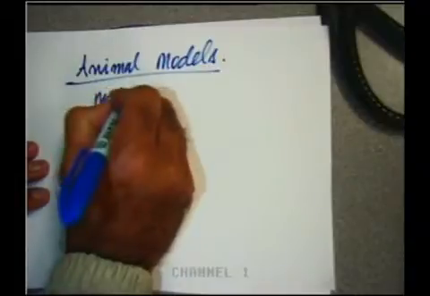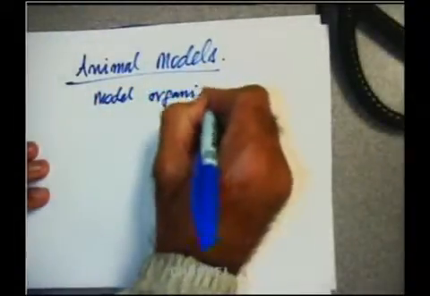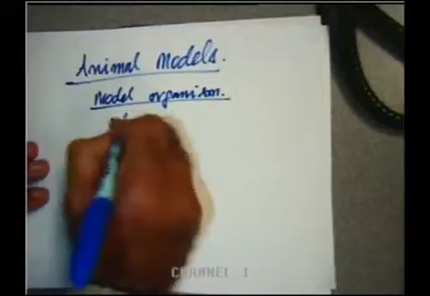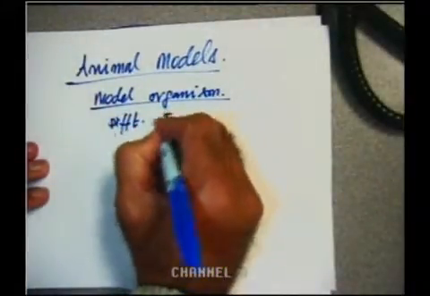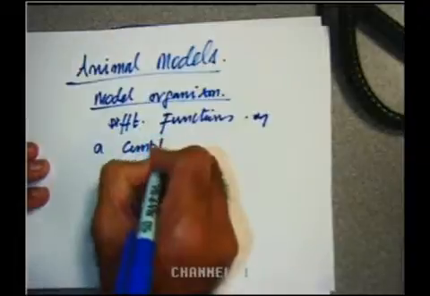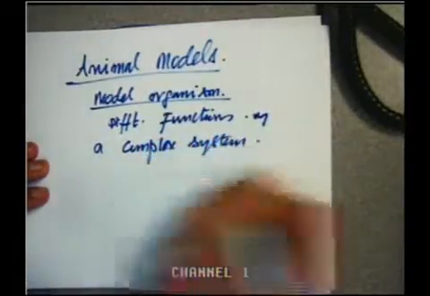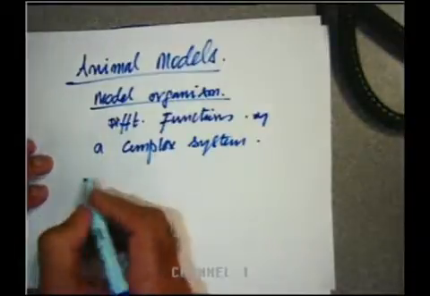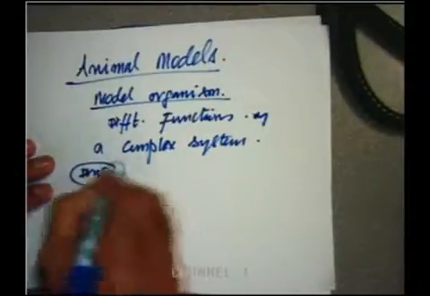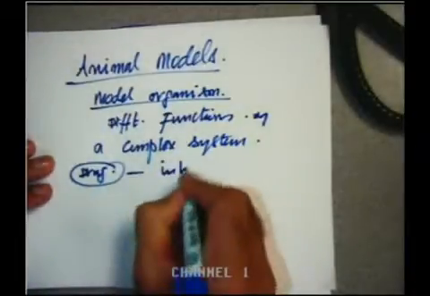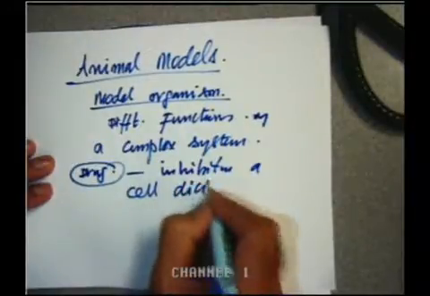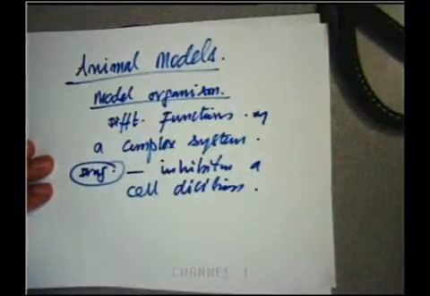serve as a model organism. In this model organism, you can study different functions of a complex system. Suppose, I'll give you one example. I want to study a drug, whether this drug is inhibiting cell division. For example, you want to study cancer.